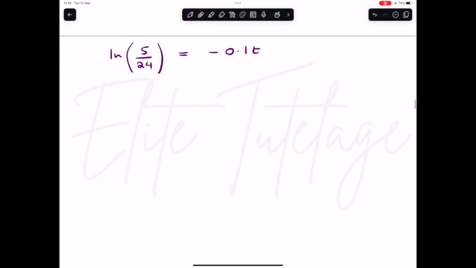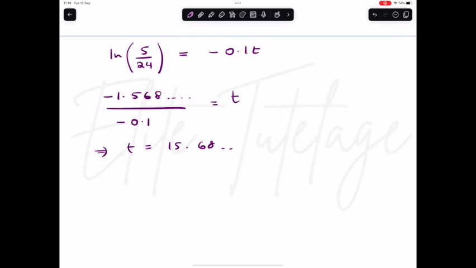And now I'm going to just pop it in my calculator and get minus 1.568 over minus 0.1. And that gives me t as 15.68 years, or 16 years as a whole number. That's it for this one.